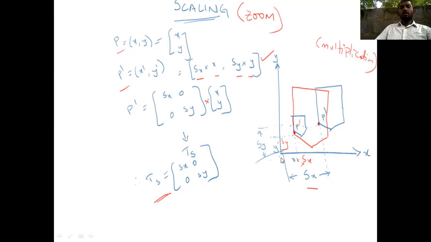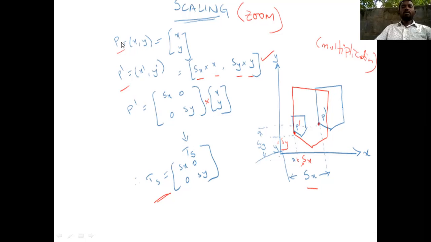S suffix x means scaling on the x direction. And what is Sy? Sy is scaling on the y direction. That is the meaning. The initial object has x in the x direction and y in the y direction. When the scaling is completed on this object, in the x direction we get Sx, and in the y direction Sy.